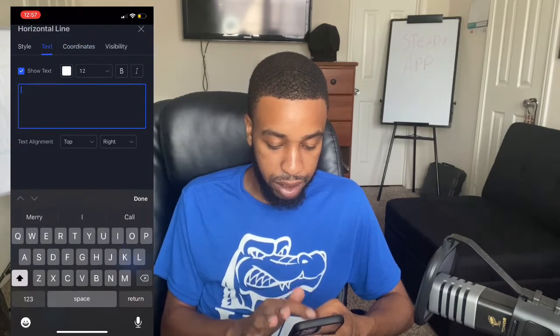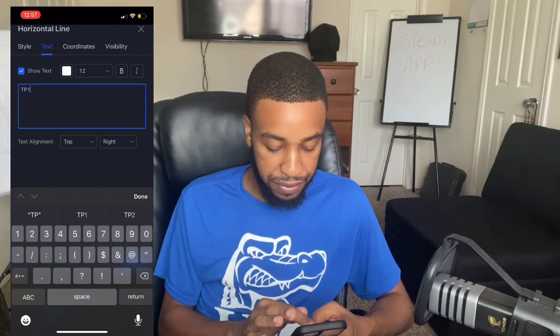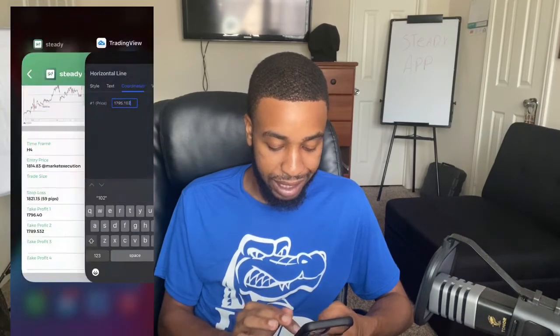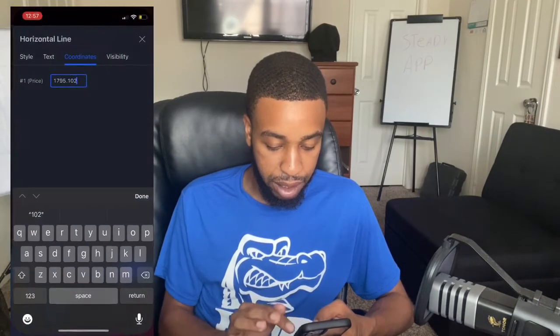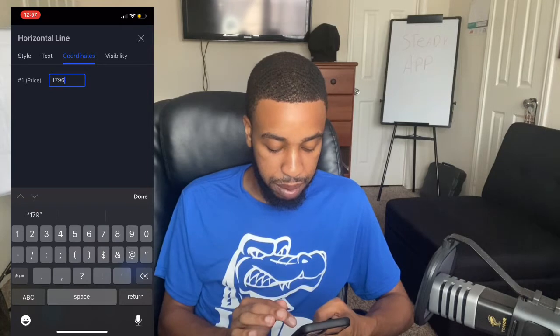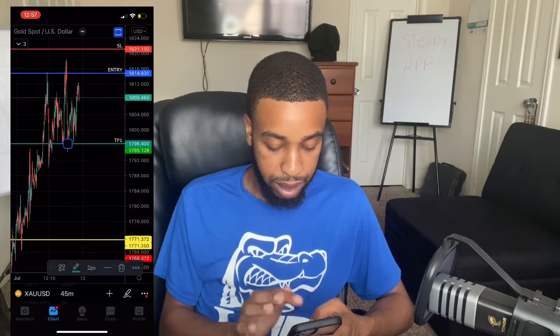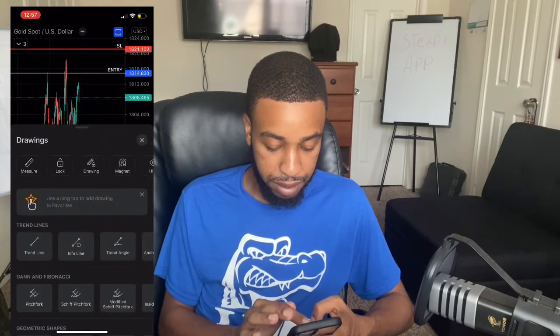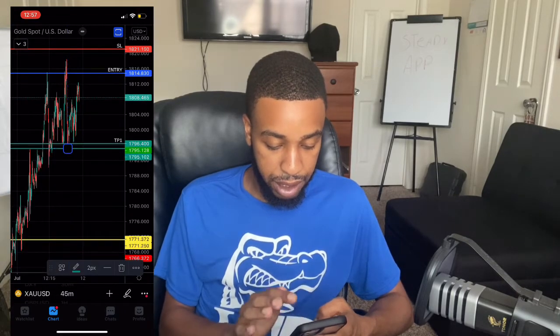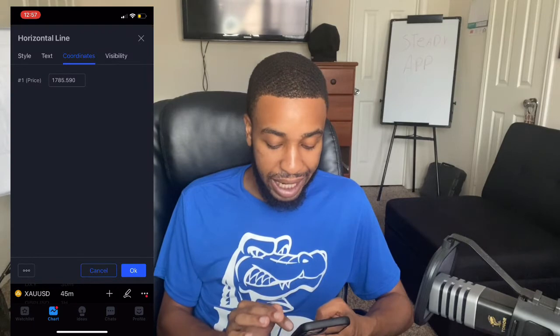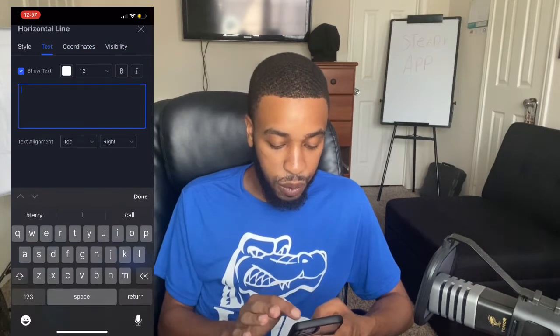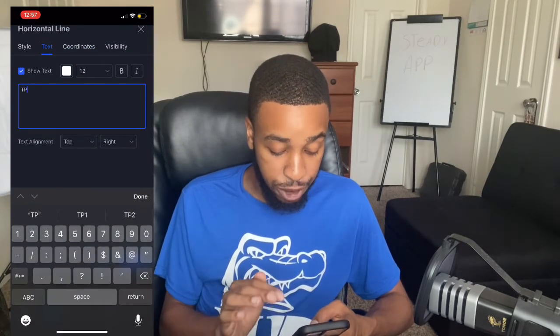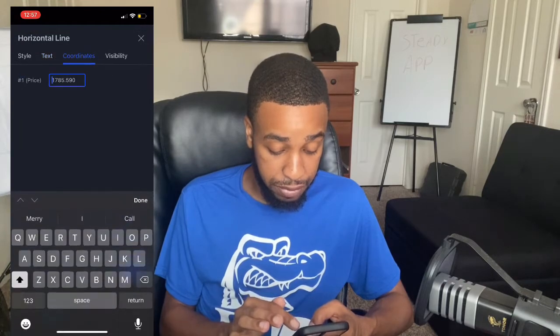TP1, coordinates, 1796.40. All right, bet. That's my first TP, okay? Second TP, I'll slap it on the chart, right? This will be TP2. So for anybody that does not always get the pip count, this is how you go figure out the pip count for yourself.